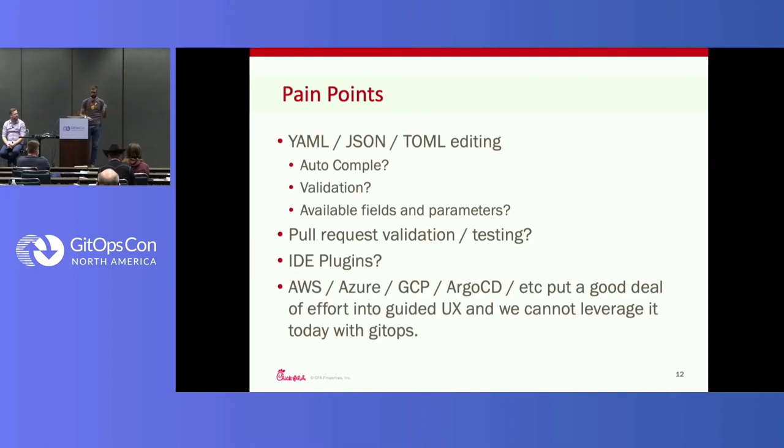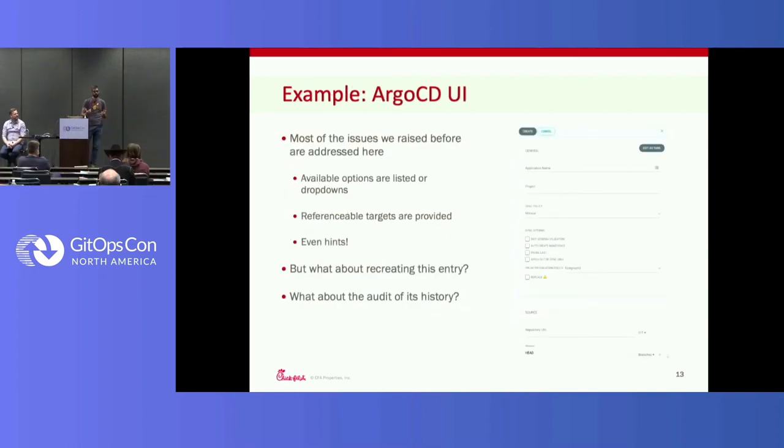AWS, Azure, Google, ArgoCD, these groups put a lot of effort into good user experience, directed flows, what needs to be in a menu to help users figure out what should be in those files, or what should be in the system. And we kind of lose that, right? We throw that out the window frequently when we do GitOps.